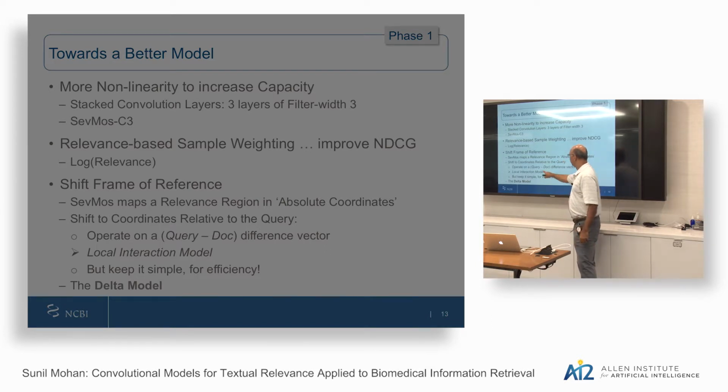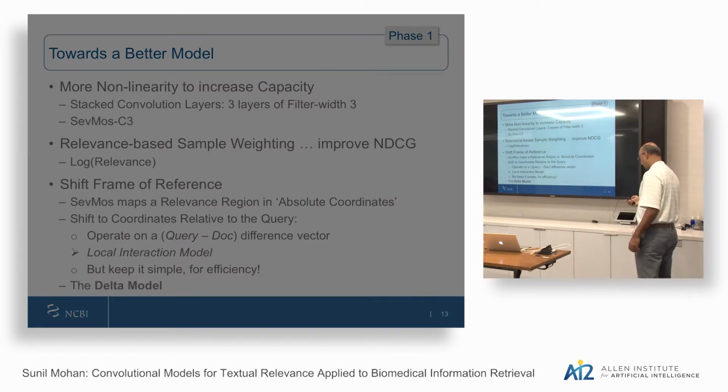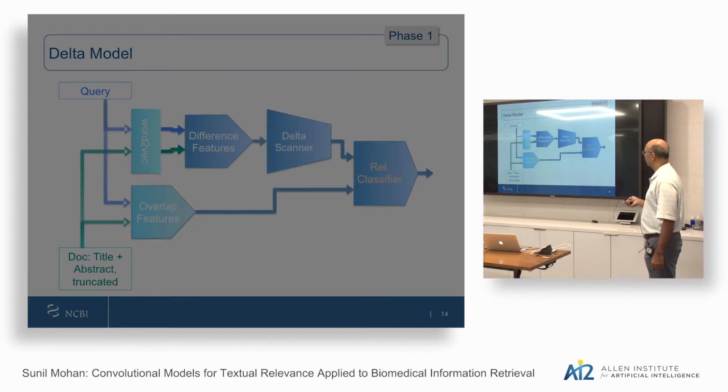So I compute a difference between the query and the document, and then that gets fed into the following subnet. And so this model is what I'll describe next. This then becomes a local interaction type of model. So it's no longer a Siamese or semantic vector model. But again, I wanted to keep it really simple for efficiency.